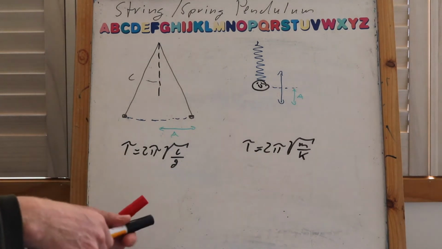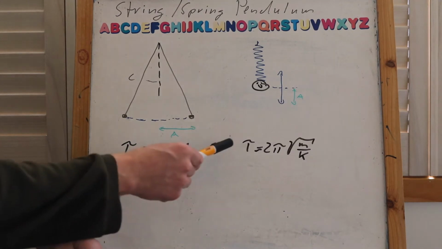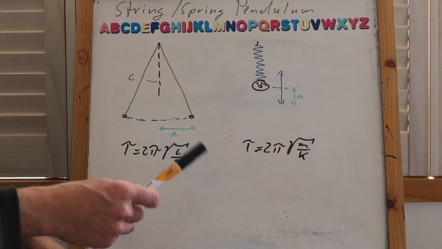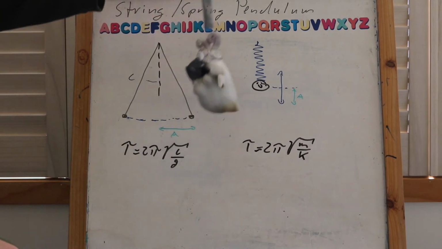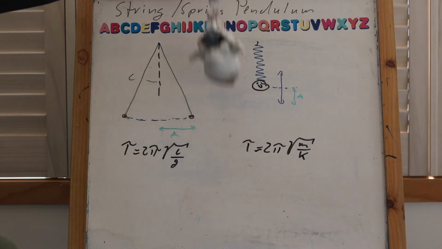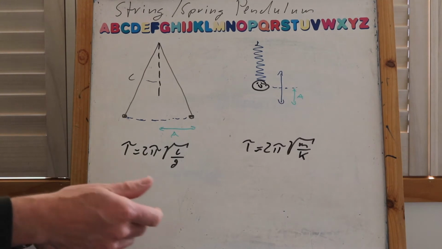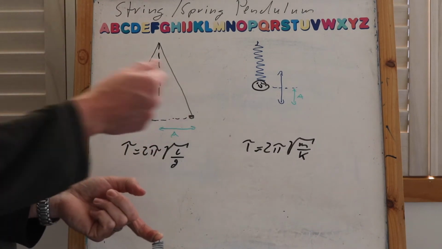Same here. For a spring pendulum, the amplitude doesn't affect the period, only the mass of the object and the spring constant. Remember, I've shown you this little ceramic chicken on a spring. So here I can use this equation to observe and to derive whatever I want from here.